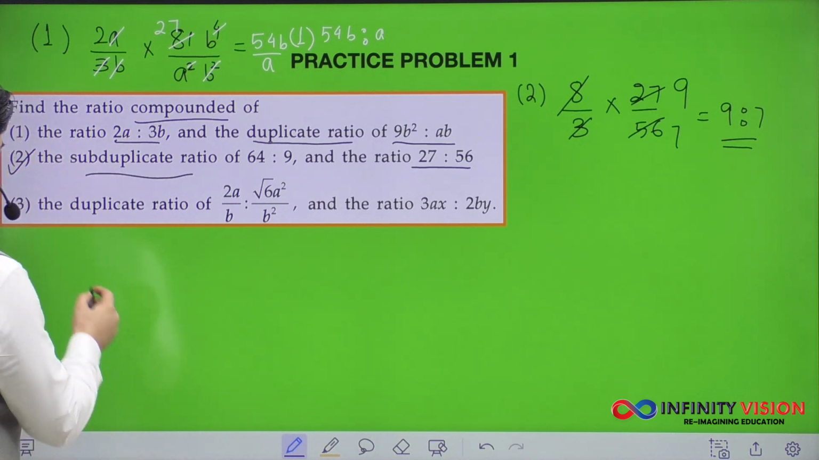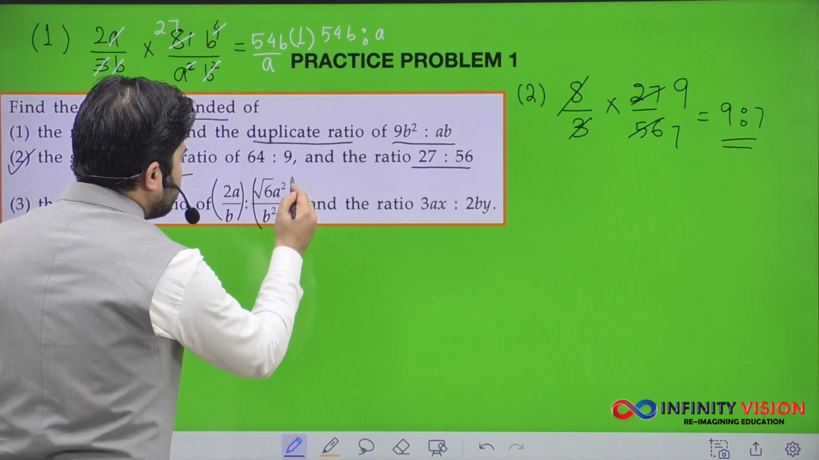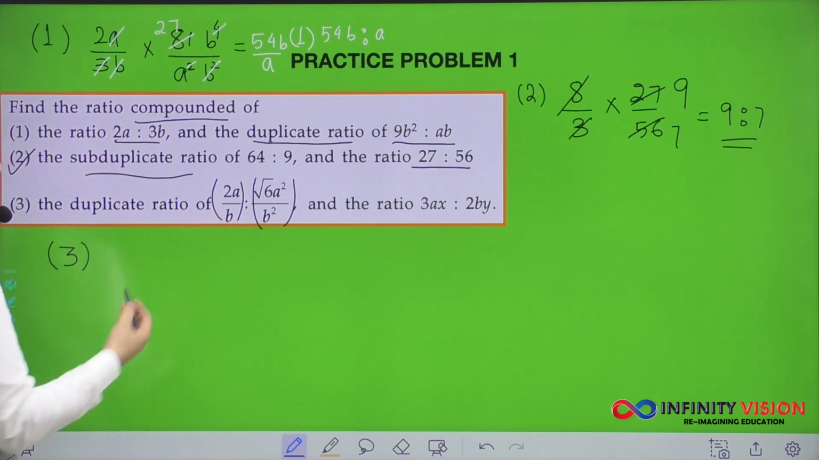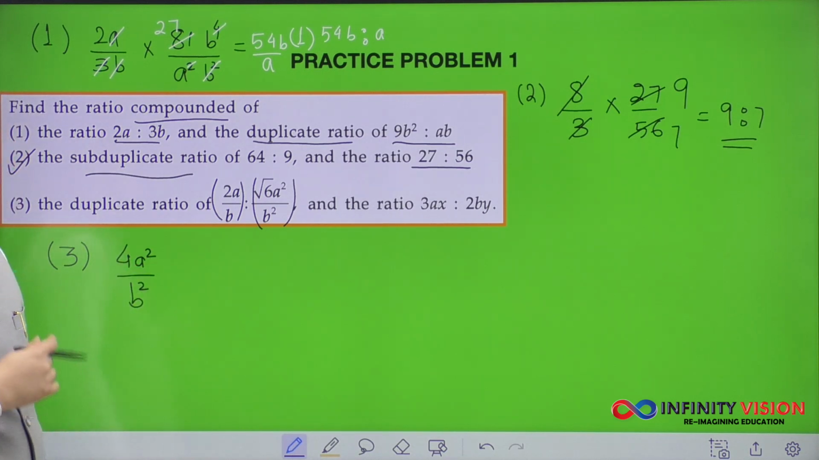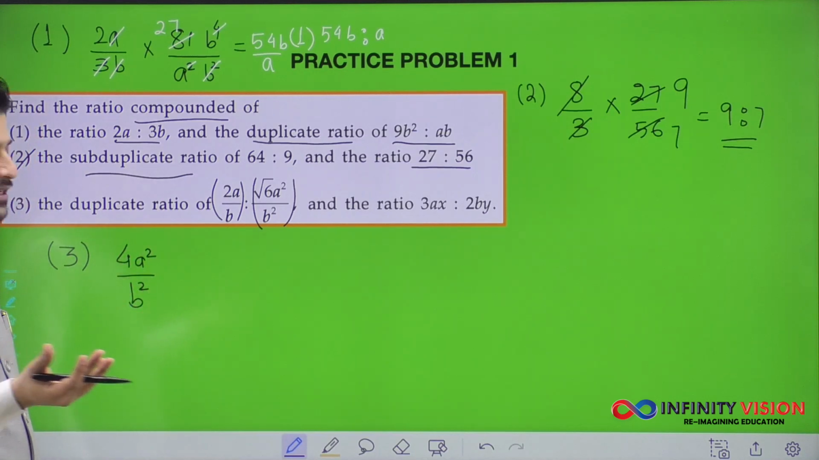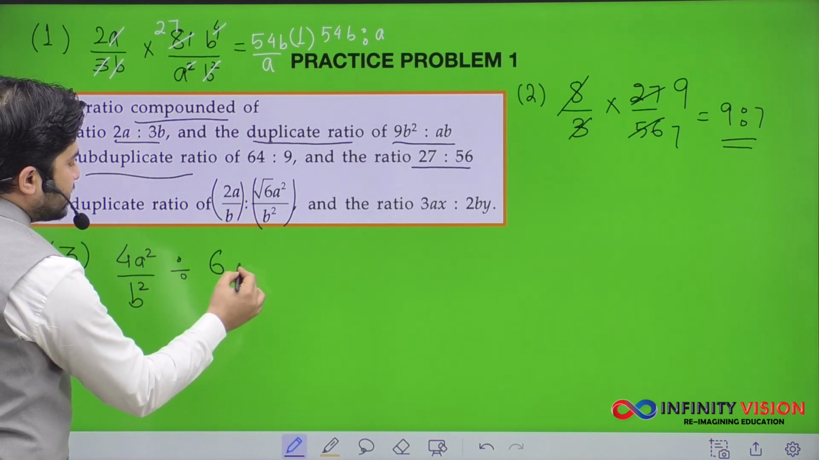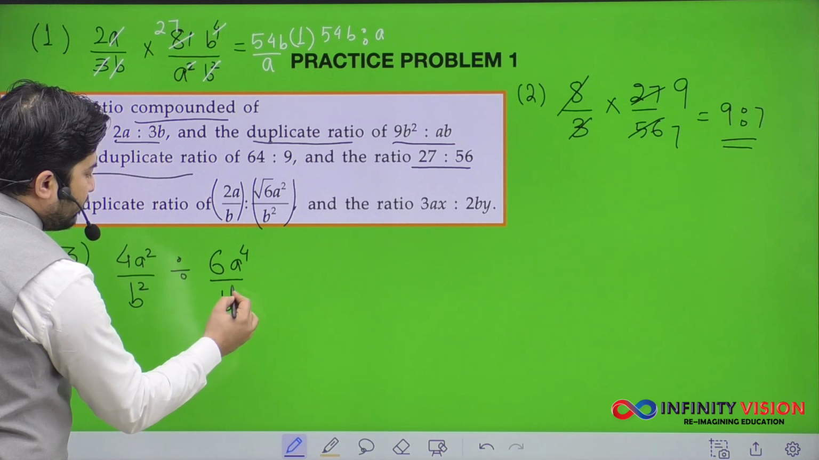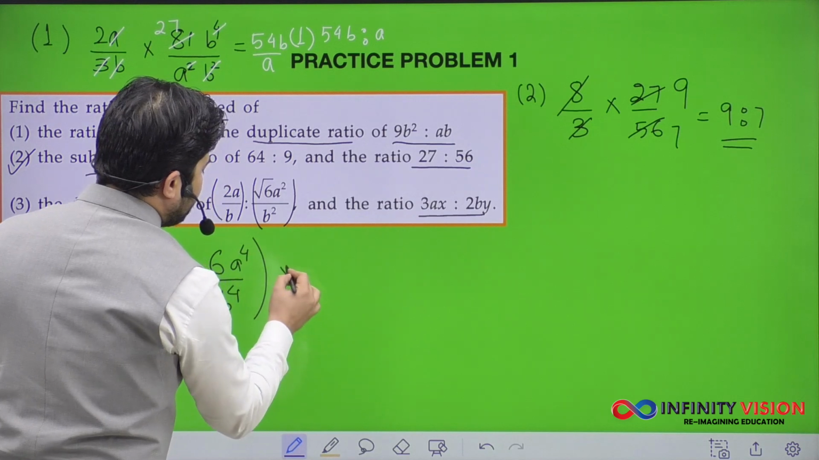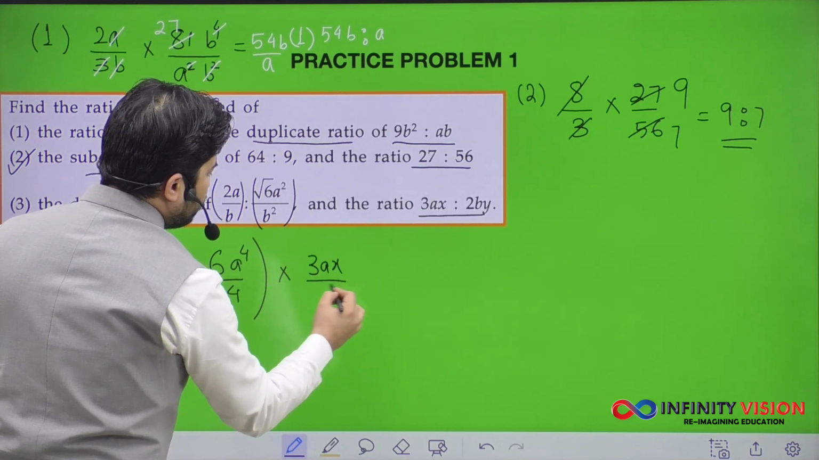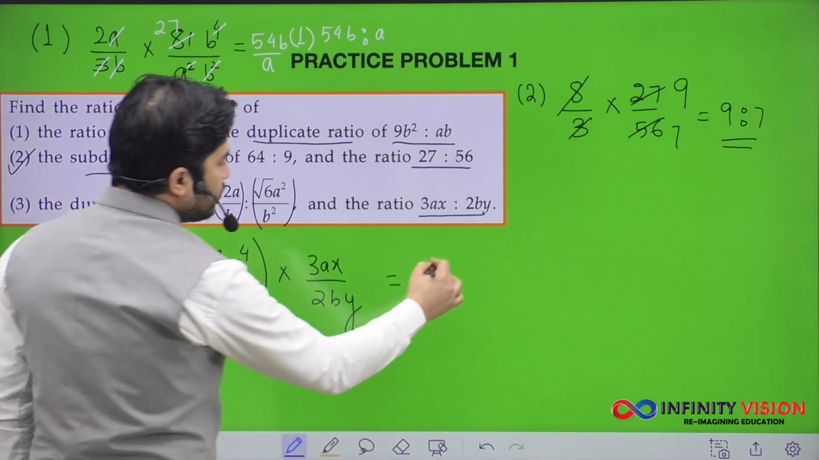Now what about the third part? The third part, you see, you have to find the duplicate ratio of 2a is to b, and the subduplicate ratio of 6a square upon b square. So 2a is to b can be written as 4a square upon b square, because that is the duplicate ratio of antecedent. You need to just square them up, which will be divided by root 6a square would become 6a to the power 4 and b to the power 4. And you need to multiply this ratio with this ratio, that is 3ax upon 2by. So 4a square upon b square.